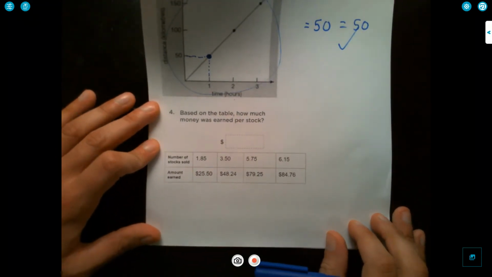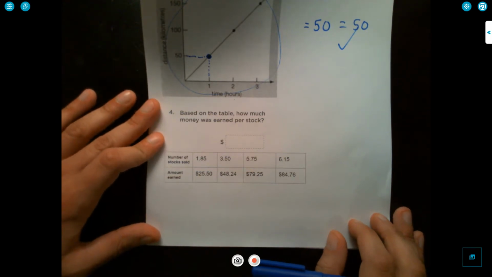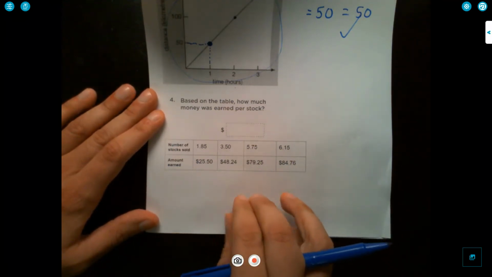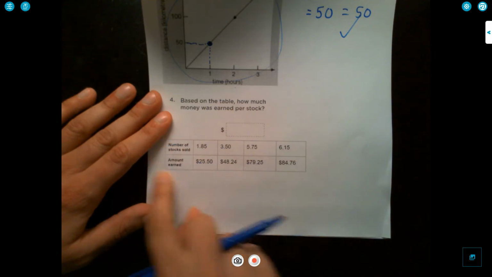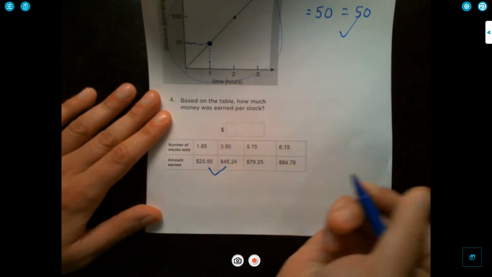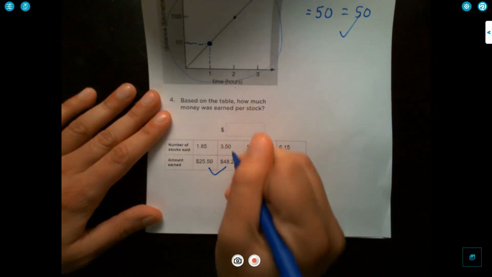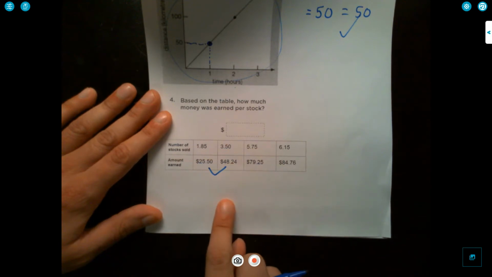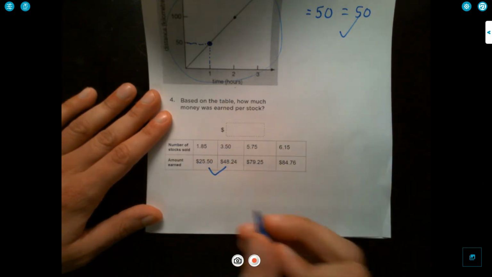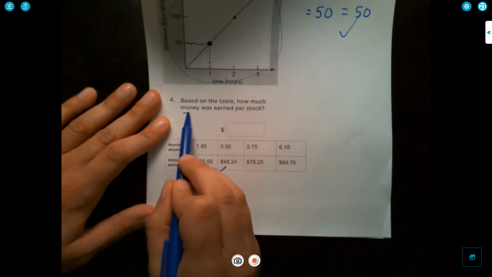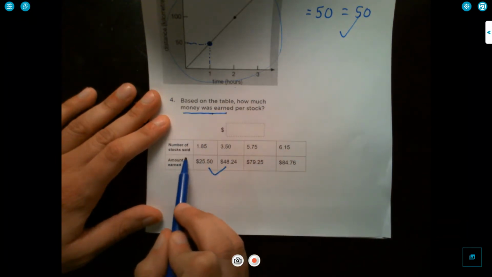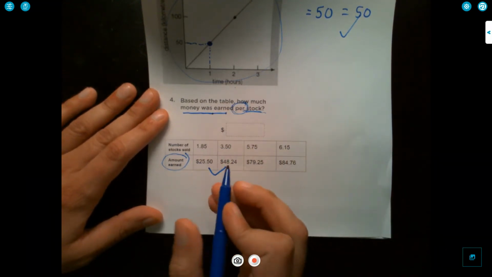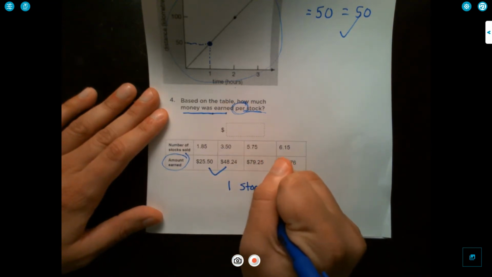This one says, based on the table, how much money was earned per stock? Again, this is another version where you want to pay attention to exactly what it's asking for. I know you see a table and you want to quickly find the difference and write change in y divided by change in x. But this is not what that question is asking. It's not asking for slope, it's not asking for y-intercept. You only do that when it asks for slope or y-intercept. However, they're asking for how much money was earned, amount earned, per stock. So they want to know how much money was earned in one stock.